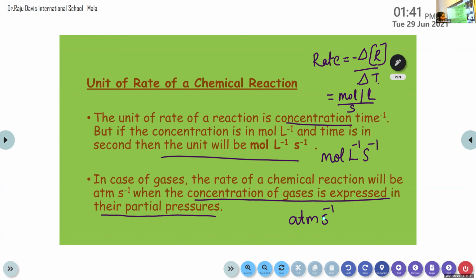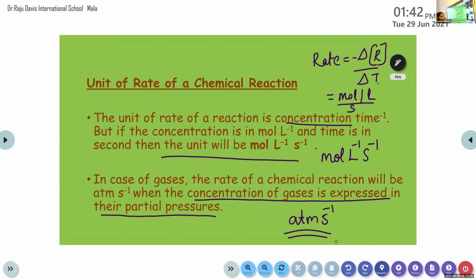What's the full form of atm? Atmospheric pressure, that's it. ATM is the unit used for measuring pressure. So this one can also be used as a unit of rate of a chemical reaction. Clear?